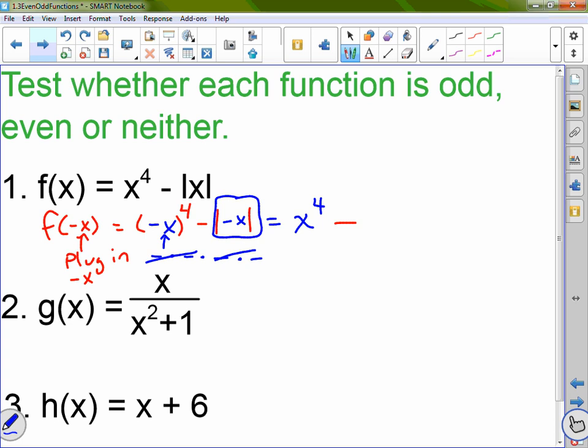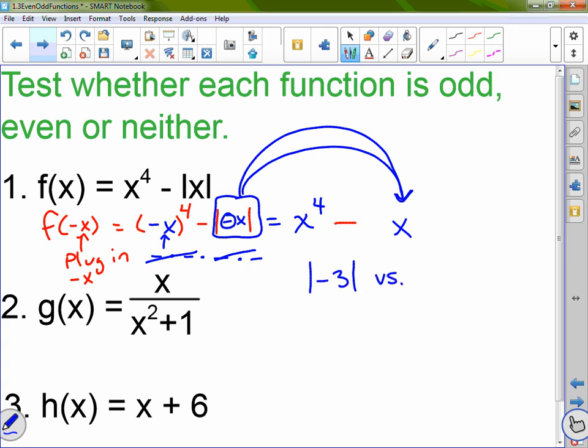So I can't just say that this is just x. Because what if x was negative 2? The absolute value of negative 2 isn't negative 2. So secretly, what's really happening here is the negative sign is going to disappear. Let's just think about that really quick. What's the absolute value of negative 3 versus the absolute value of 3? They're both 3.